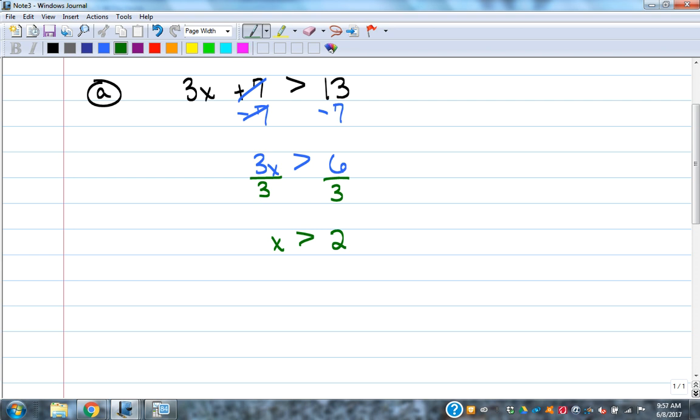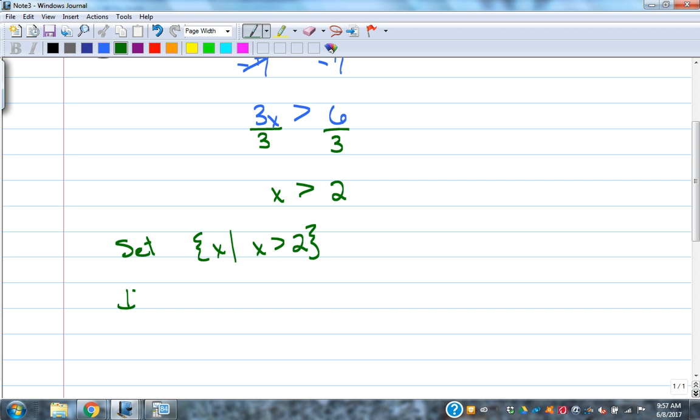All right, so here we have the answer to our inequality: x is greater than 2. So we want to write that in set notation. So that's the curly brace, x such that x is greater than 2. That's the easy one. It just copies the answer. All right. And then we want to go into interval notation, and actually also a number line graph.